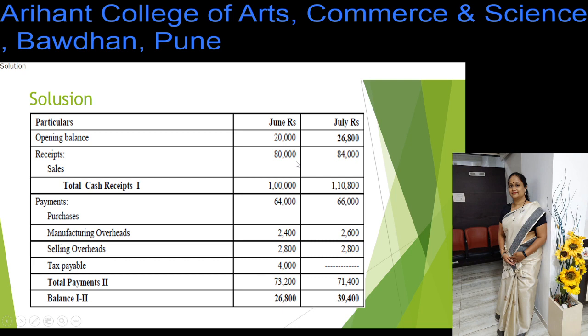Okay, understood? So this way you need to consider anything that comes in the business, any cash that is coming in the business, you need to add it in a receipt with whatever adjustment given. All payments you need to write under payment heading, and then A minus B will give the closing balance, and the closing balance for previous month will be the opening balance for next month. I hope you have understood cash budget.